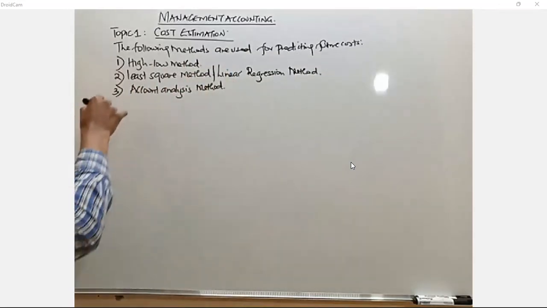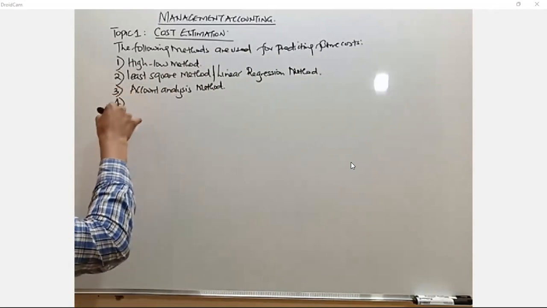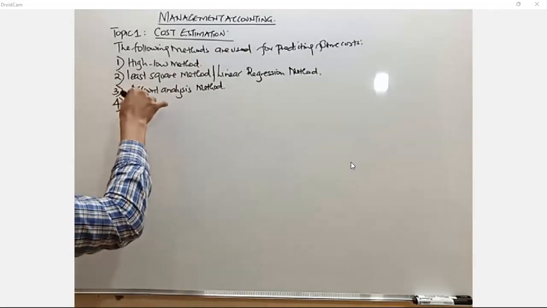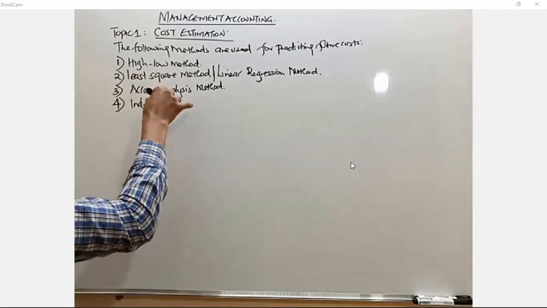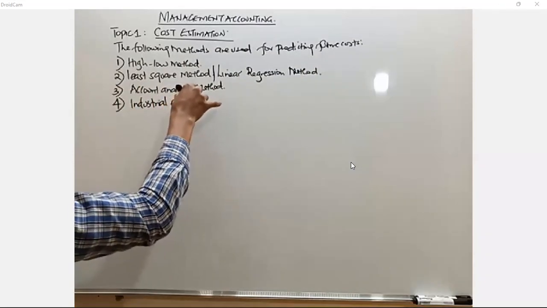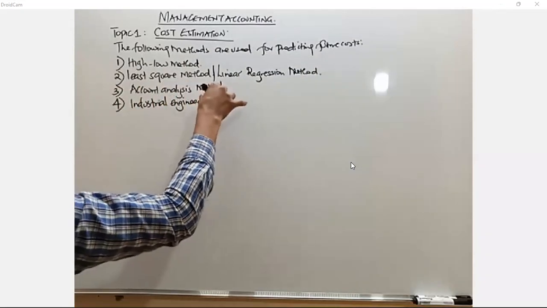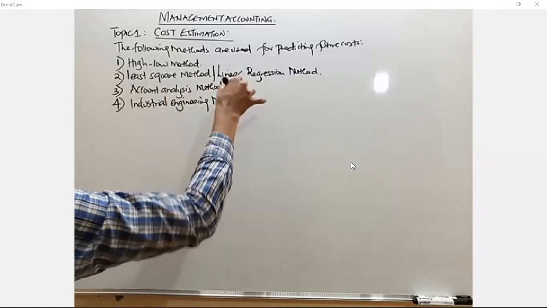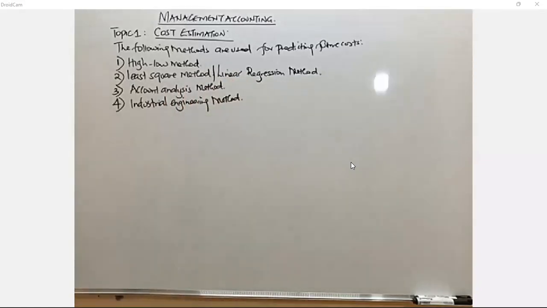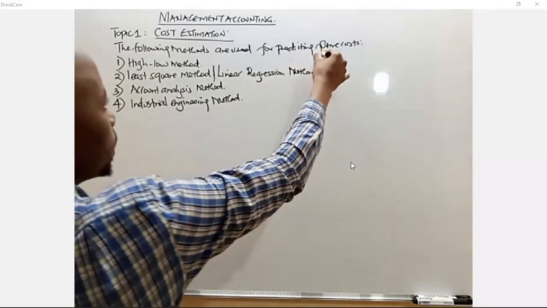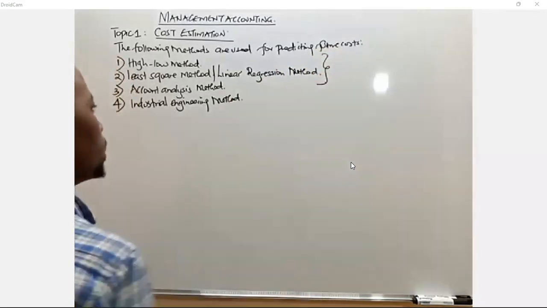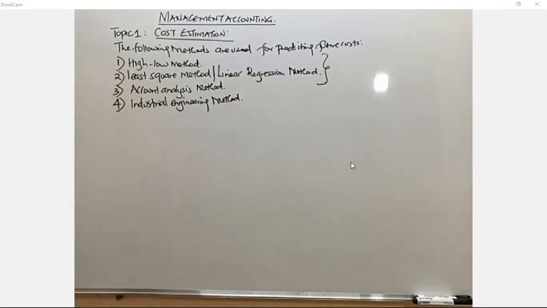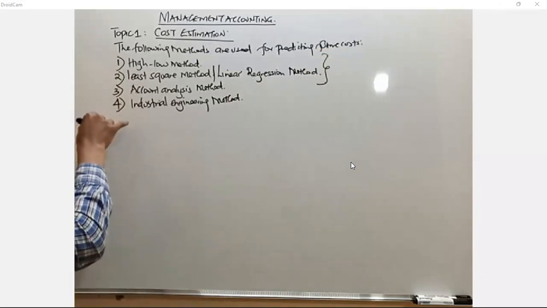Then number four, we normally discuss the industrial engineering method. When you look at your past papers, the most tested methods of cost estimation are the first three. They are the most tested, right? The first three are highly tested. So let us start by elaborating the first topic.